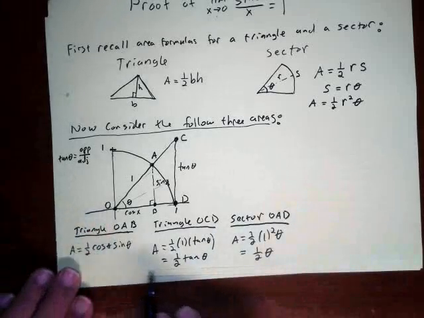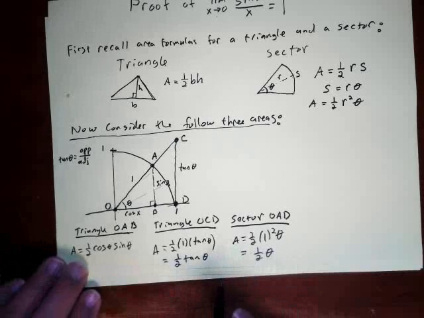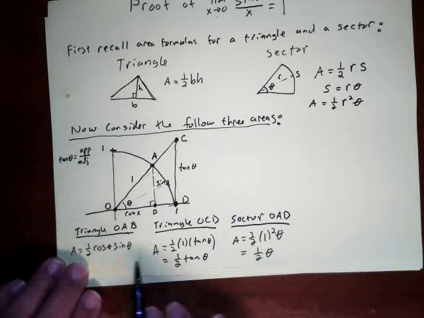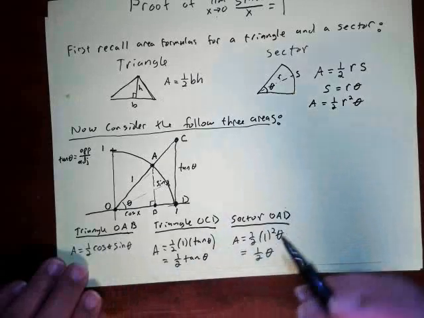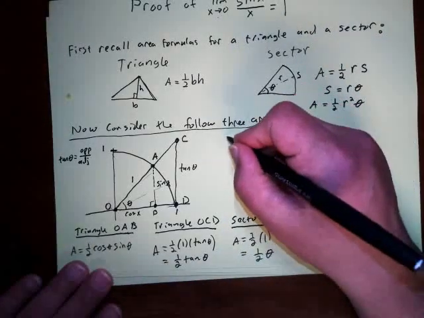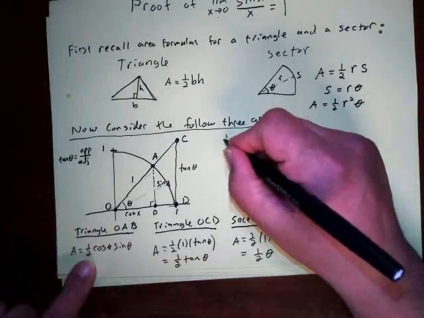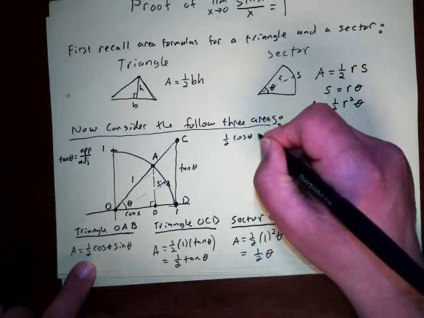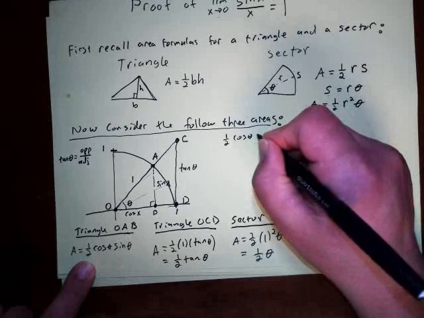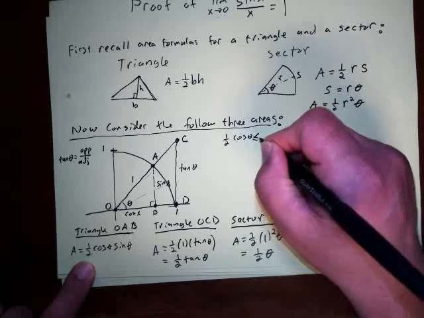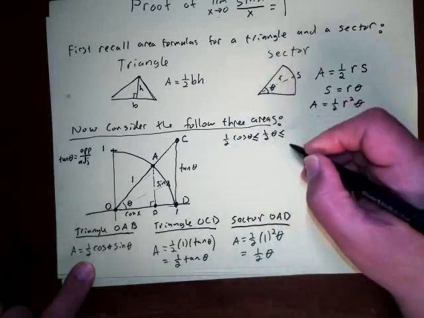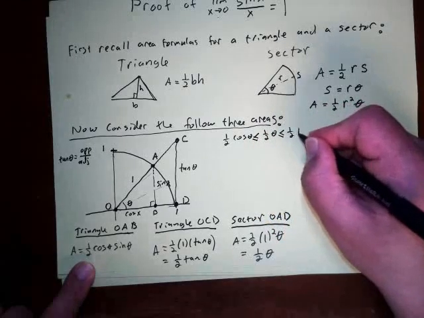So these are formulas for these three areas, right? And the area of this sector is trapped between these two. So what I could write here is, this is the smallest area, 1/2 cosine theta sine theta, is less than or equal to 1/2 theta, and that's less than or equal to 1/2 tangent theta.